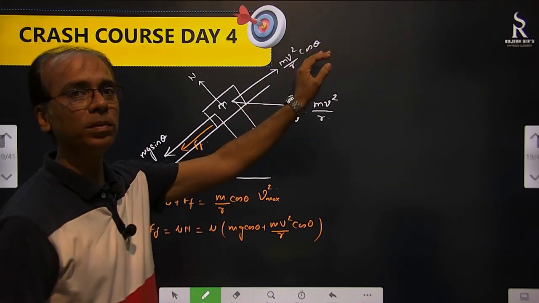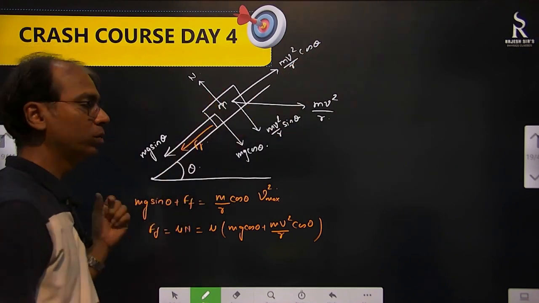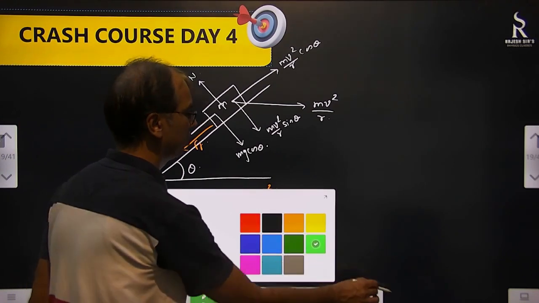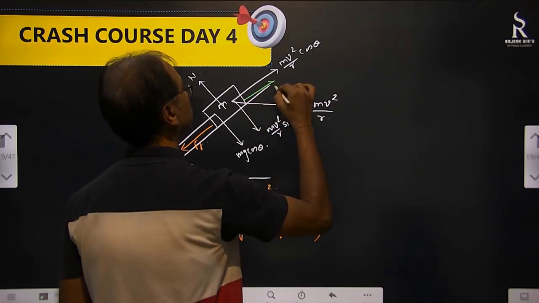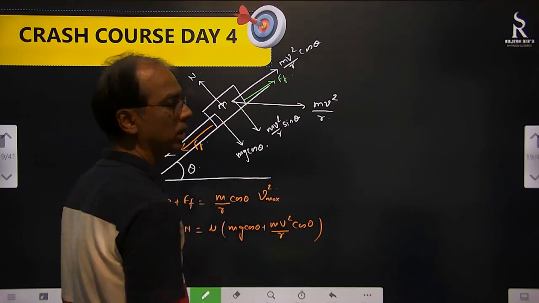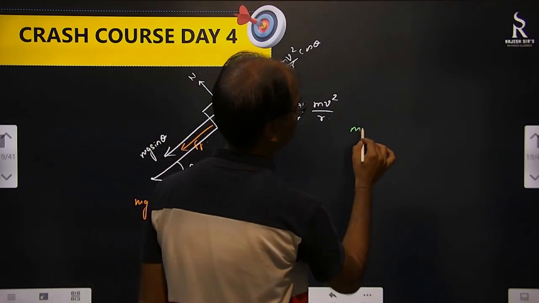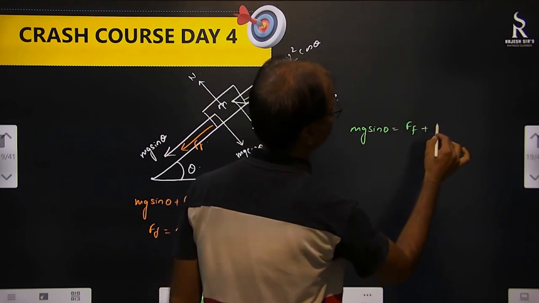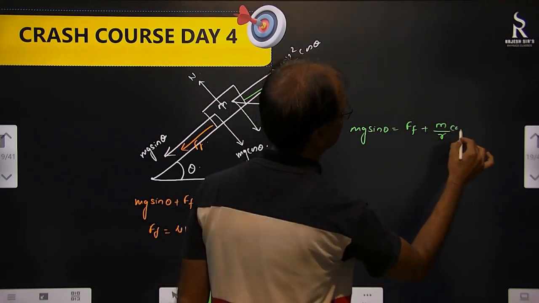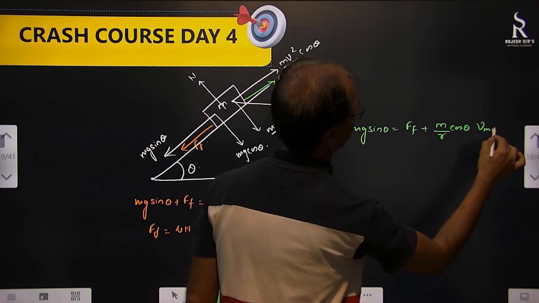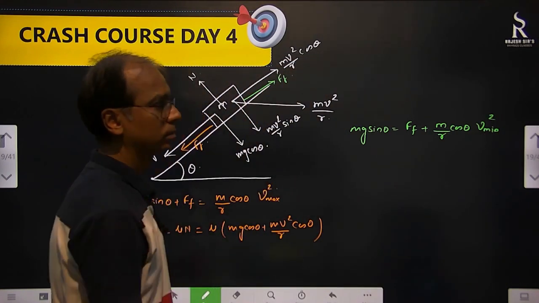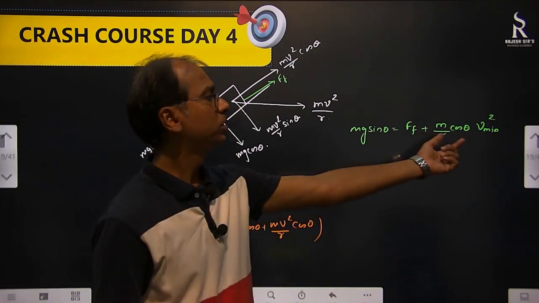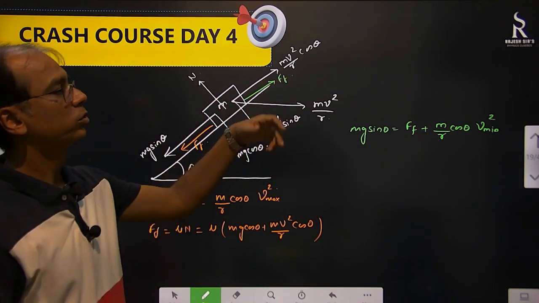Okay. Now suppose V minimum. If this is minimum, that means this force is minimum. If this force is minimum, this mg sin theta will slide it downwards. In that case, friction will act up. Then what will you say? Mg sin theta equals force of friction plus m by r cos theta into V minimum square. For V minimum square, force of friction is upwards.